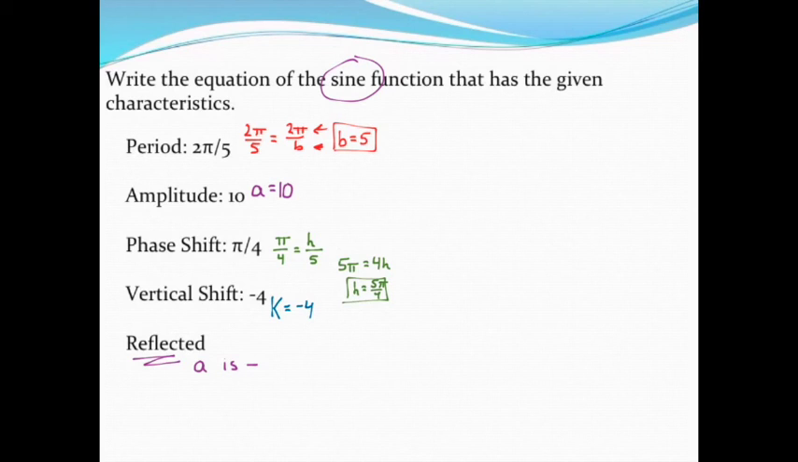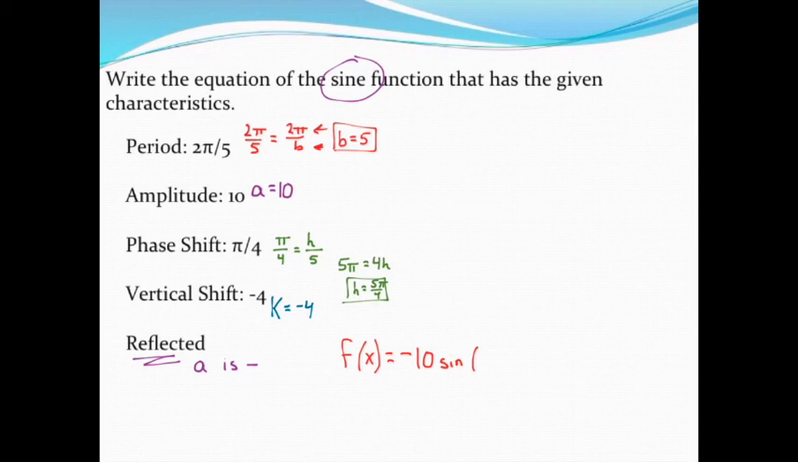So now, putting all of this together, I should be able to write the equation of the function. So let's start with f of x equals. First up, I need the a value, which we said is going to be -10 in this case, since it's reflected. We already said it was a sine function. The problem told us it was a sine function.